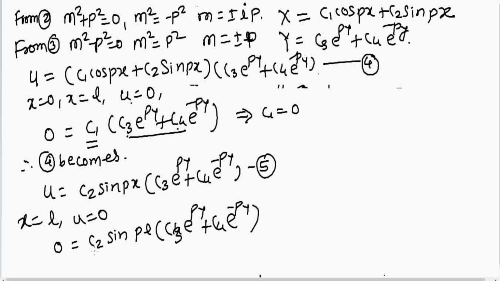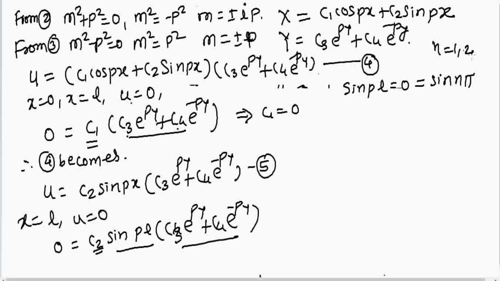You can see that C2 cannot be 0, and this term is a variable term, so it cannot be equal to 0. The only possibility is that sin pL, which is now a constant term, must be equal to 0. Sin pL equal to 0, but sine of n pi is also 0 for n equal to 1, 2, 3. This gives me pL equal to n pi, and from this we have p equal to n pi divided by L.